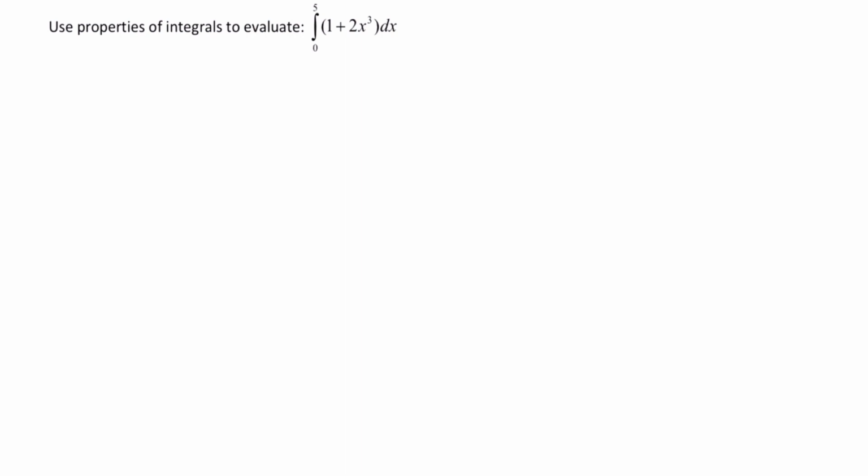In this video, we'll look at how to use a limit of sums to evaluate a definite integral. We'll start with the generic definition. We have the limit as n approaches infinity of the sum from i equals 1 to n of f of x sub i delta x. In order to use this, we first need delta x.